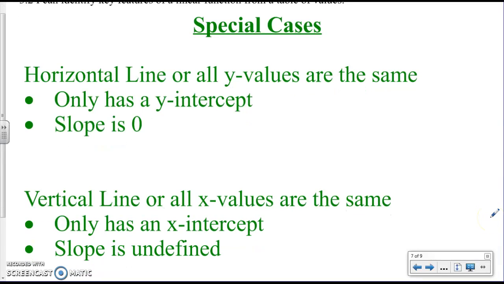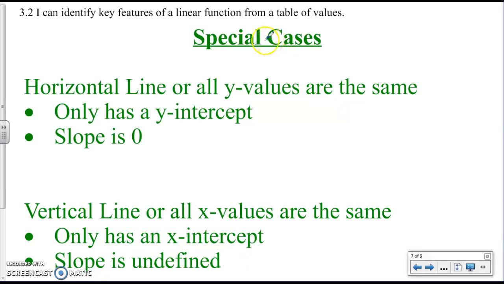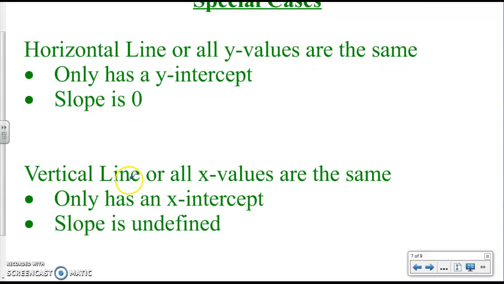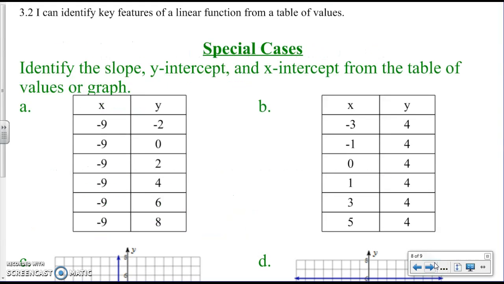Okay, we're going to continue our notes from 3.2, identifying key features from table of values. We're also going to incorporate some graphs in here to talk about special cases. There are two special cases. One is when we have a horizontal line, or just all of the y values are the same. And that would only have a y-intercept, and the slope is always 0. And then vertical line, or all x values are the same, only has an x-intercept, and the slope is undefined. So let's talk about that real quick.